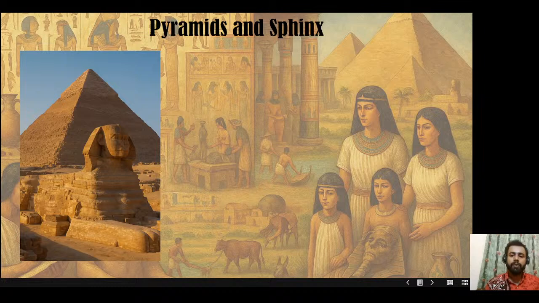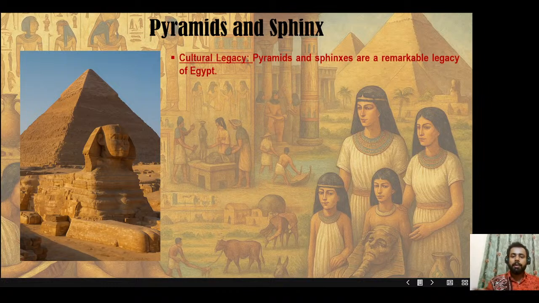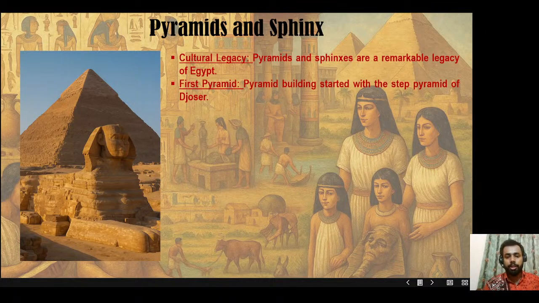Pyramids and Sphinx. So what is pyramids and what is Sphinx? Pyramids and sphinxes, a remarkable legacy of Egypt. Here you can see both in one picture on the left hand side. The human-headed lion is the sphinx, and the structure behind it is the pyramid. So pyramids and sphinxes are a remarkable legacy of Egypt.